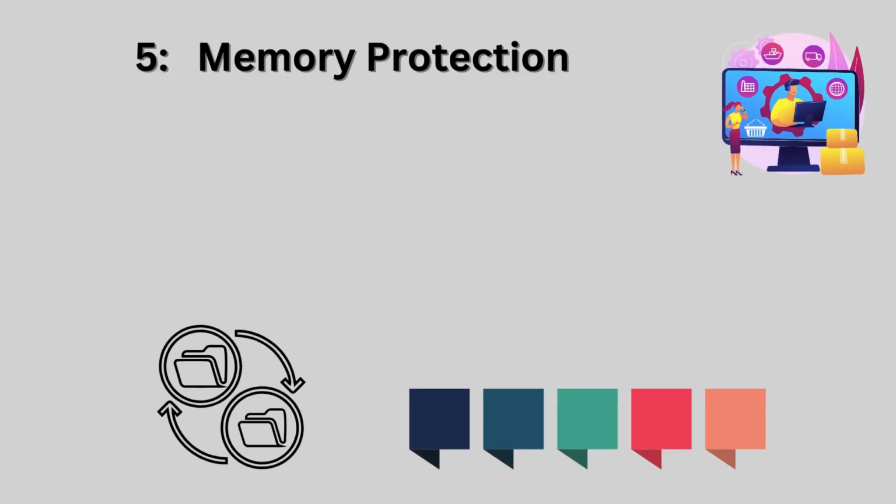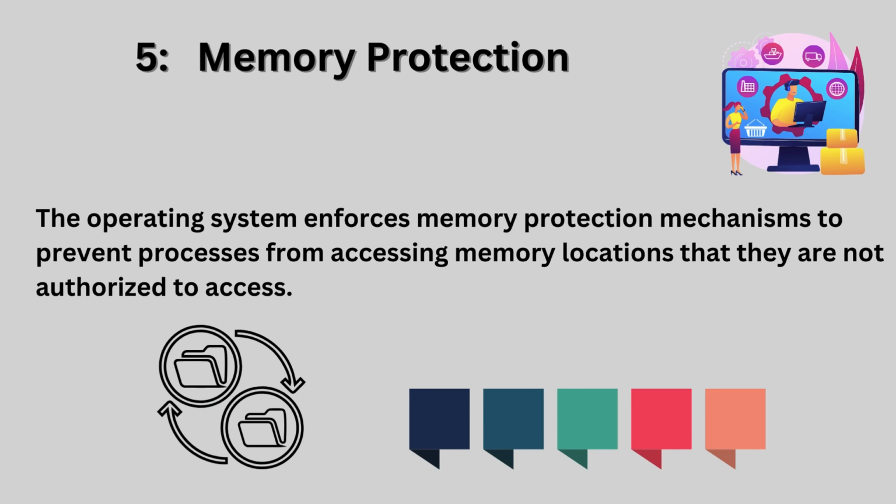5. Memory protection. The operating system enforces memory protection mechanisms to prevent processes from accessing memory locations that they are not authorized to access. This ensures data integrity and system stability by isolating processes and preventing unauthorized access to memory.